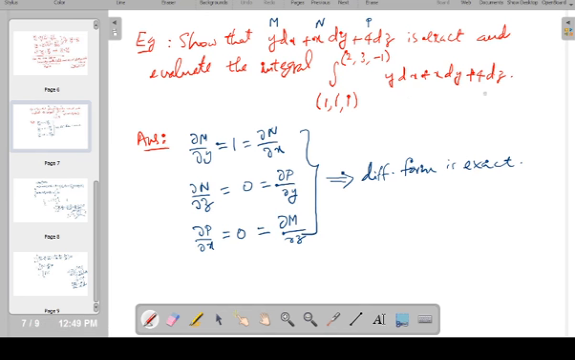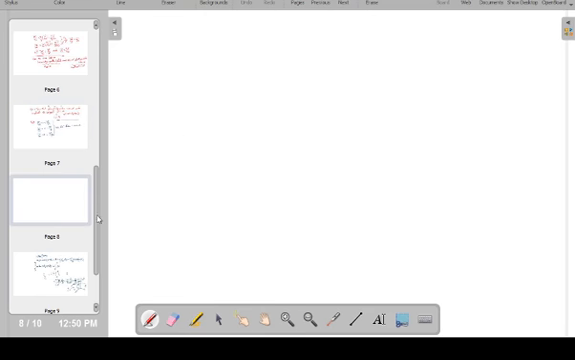That means the corresponding vector field is conservative, and to evaluate the integral of F dot dr for a conservative vector field F, you have to get an antiderivative of that vector field, or potential function, say small f. The value of this integral is precisely the value of that potential function at the upper limit minus the value of the potential function at the lower limit. So now you have to find the potential function. The problem reduces to finding the potential function.